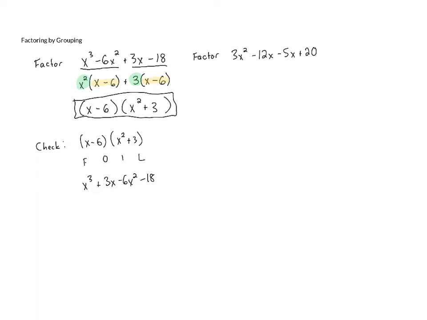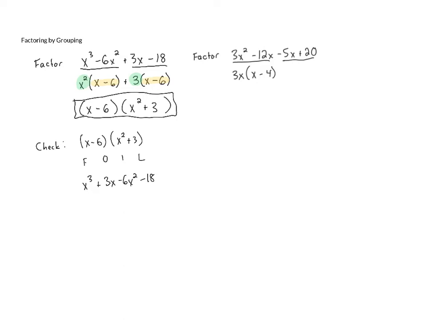Now again, there's no GCF here, so we're going to have to group them, and we're going to have to factor each group individually. If we look at the first group, the GCF is 3x. And then if we factor out a 3x, that leaves us with x minus 4 as leftovers.